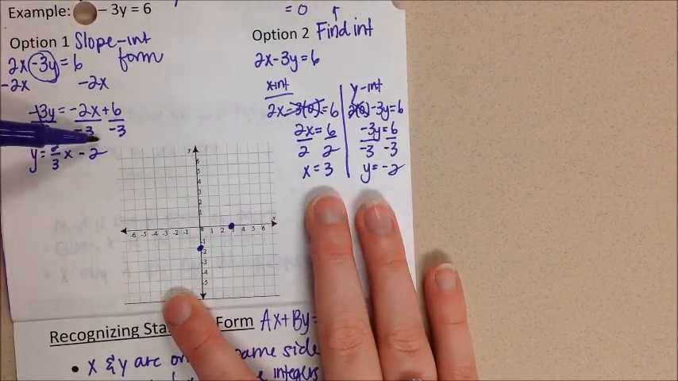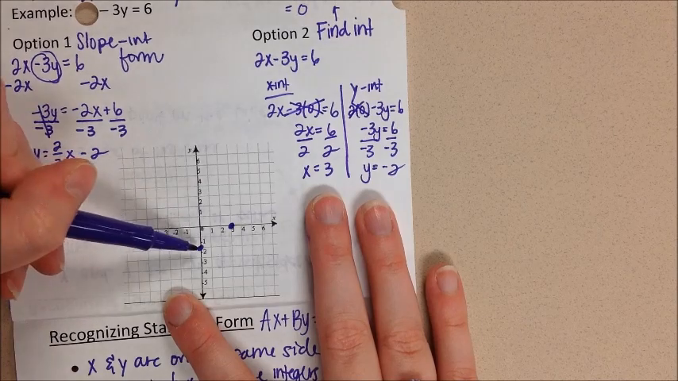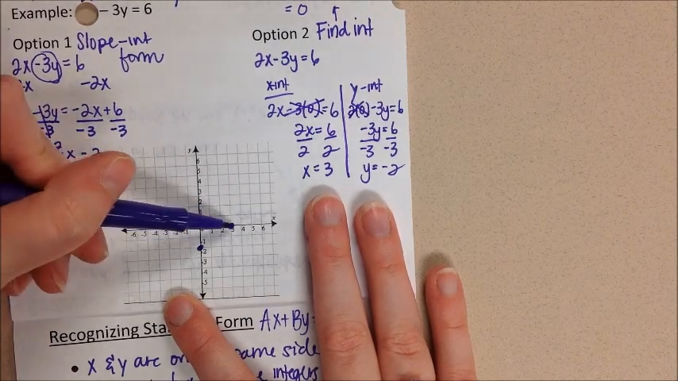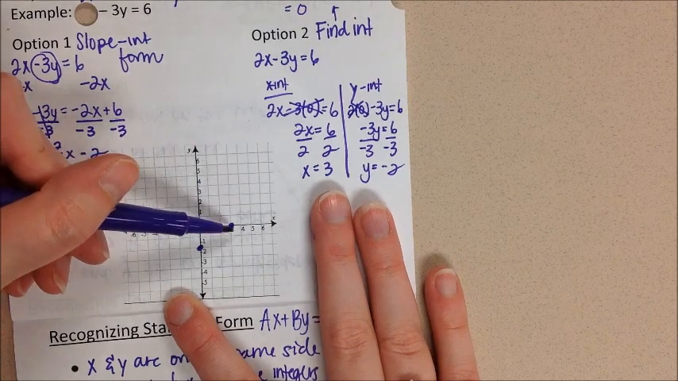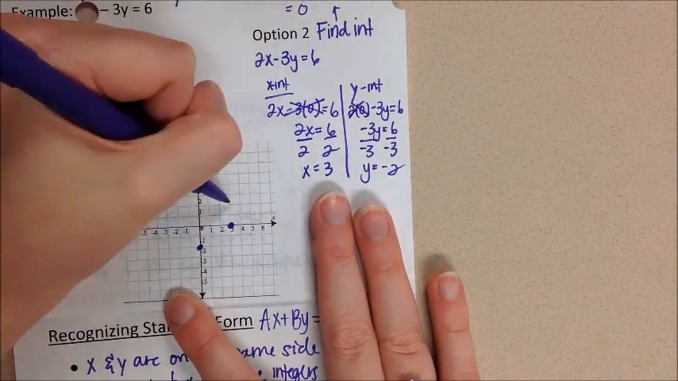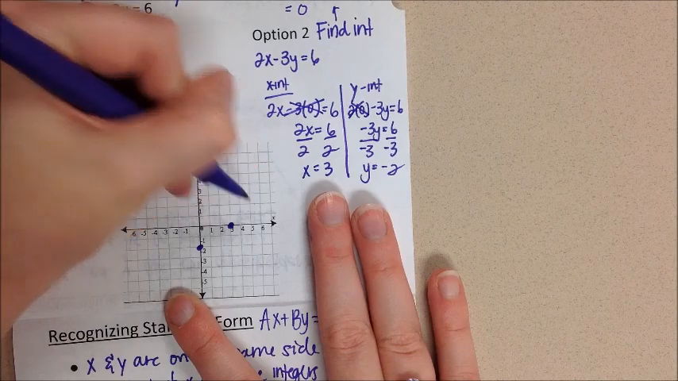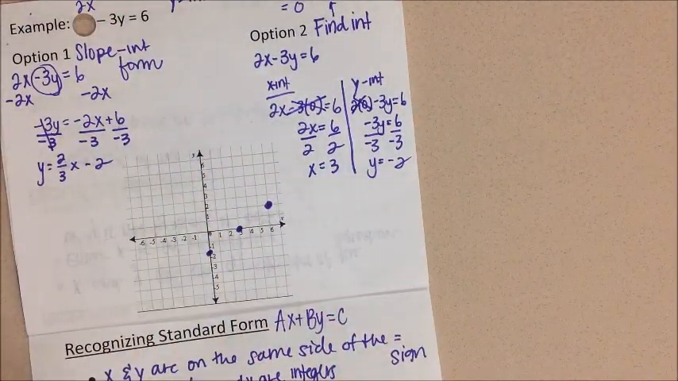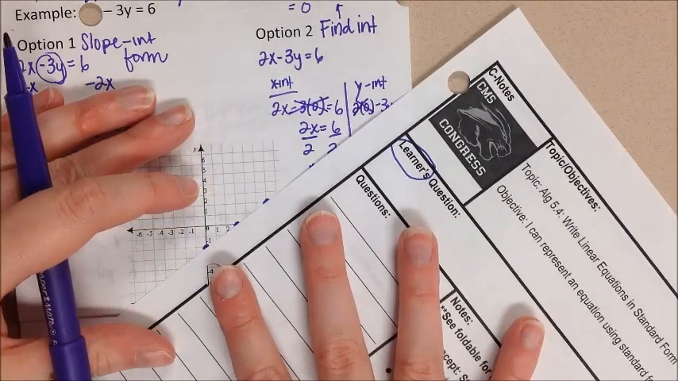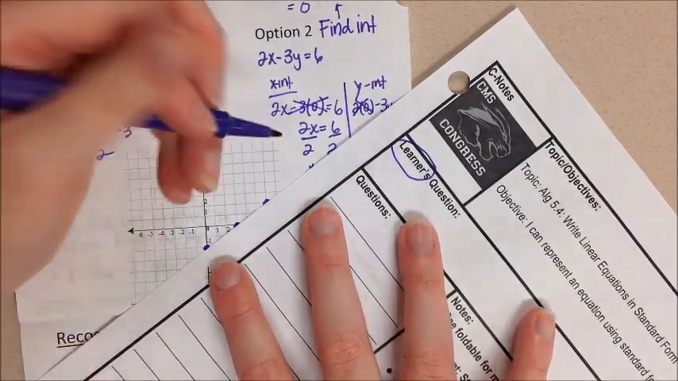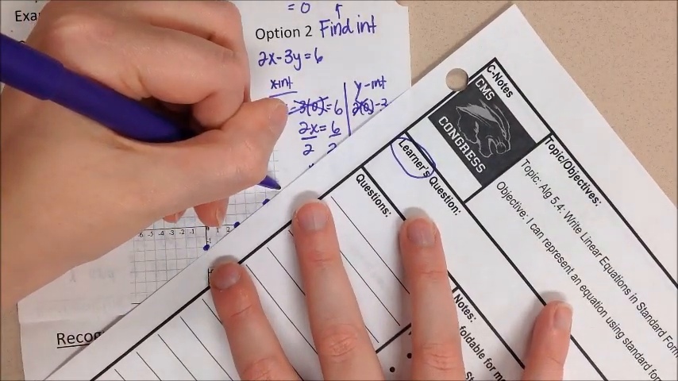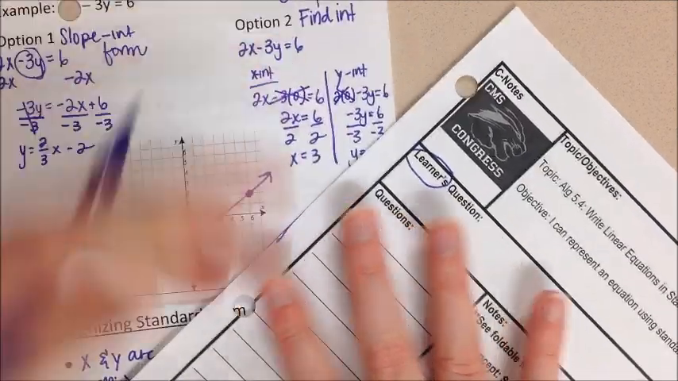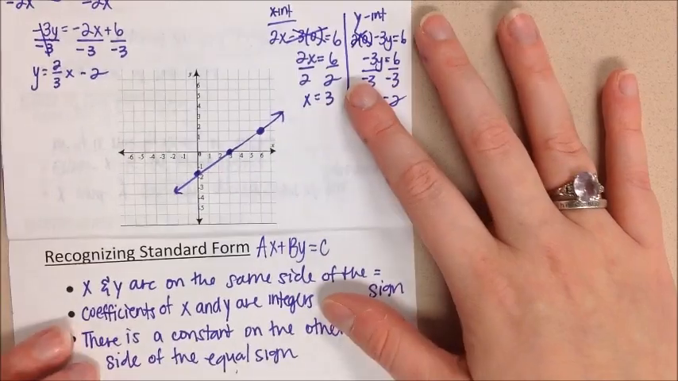If I start at my negative 2 using my slope-intercept form, and I go up 2 and right 3, up 2, right 3, there I land on my x-intercept. I'm going to do it one more time, up 2 over 3, just to have 3 points, and I'm going to draw my line. Now, you won't have to do this, but it's important that you know how to graph just in case they ask you to, but I don't believe they will.